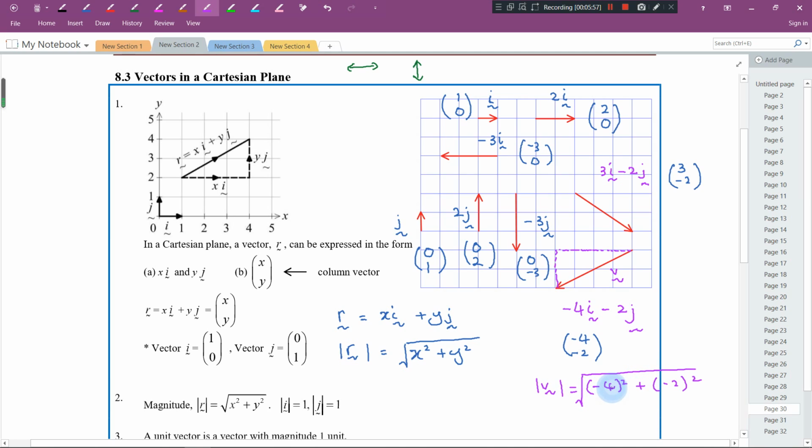But when you press the calculator, you have to be more careful. -4, when you square it, becomes positive. -2, you square it, you will become positive. Okay? Now, let's try a few questions in this subtopic.